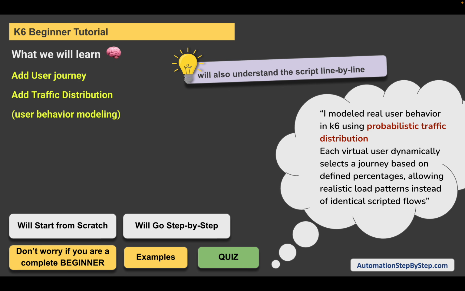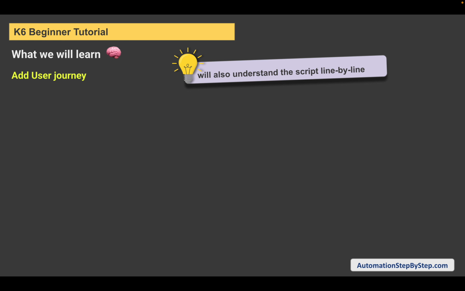So in this particular session, we will learn how we can mimic real world scenarios where different users will be doing different actions or different things on your application or the system, and with different distribution of the traffic. And after learning these two things, that is how do you add user journeys and how do you add the traffic distribution, you can confidently say that I can now create a K6 script with real world scenarios, and I can model the real user behavior in K6 by using the probabilistic traffic distribution. Okay, so let's get started, and as you learn, you will understand it more and more.